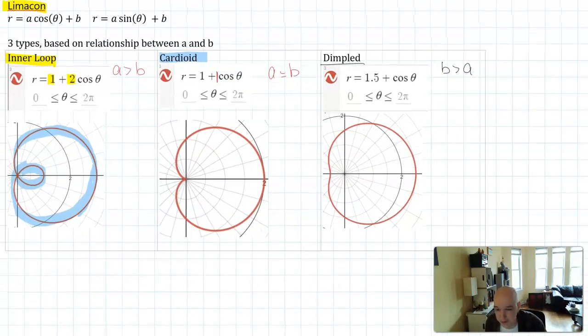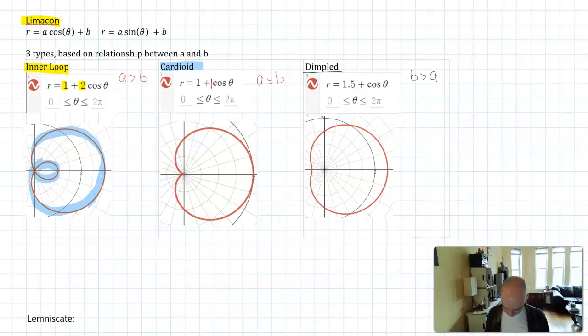And again, I'm showing you these because then when you go to plot your points on your calculator or whatever, you're not surprised by the different things they can have. Oh, this one doesn't have an inner loop. Did I do something wrong? No, it's just a dimpled one. Oh, this one has a point. Is that wrong? No, it's just a cardioid.